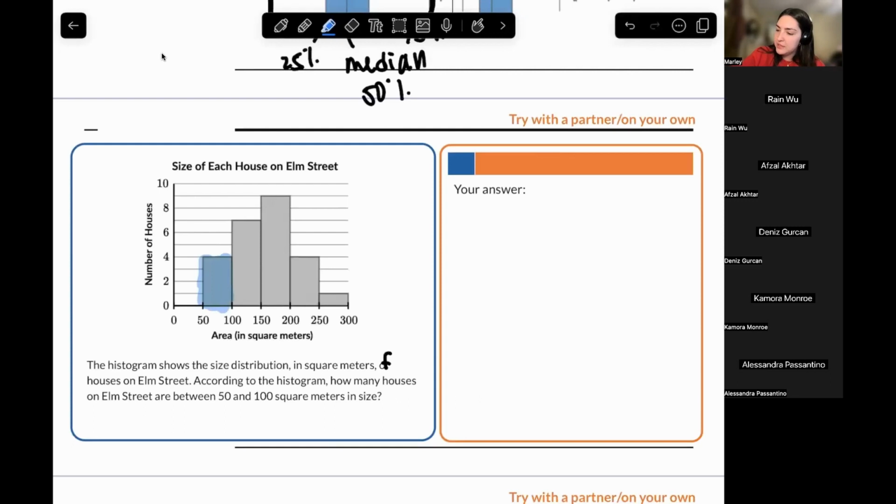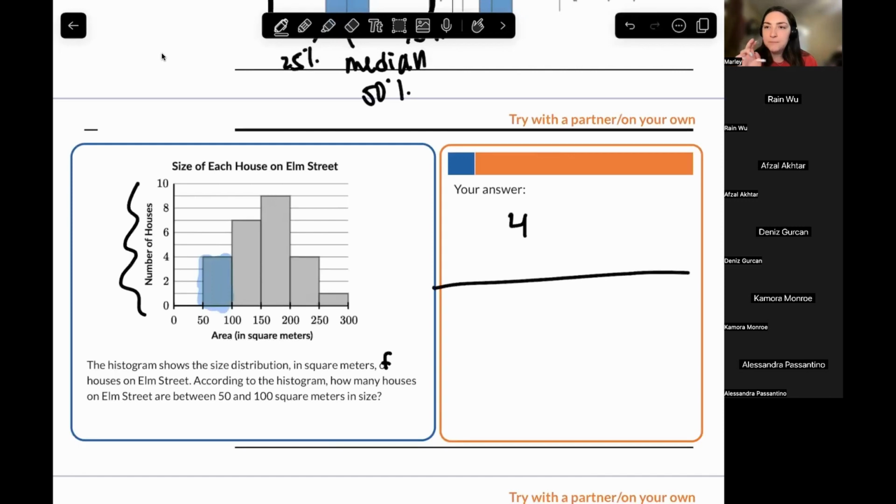So your frequency is typically on your y-axis versus whatever we're looking at. In this case, area is going to be on your x. So the answer is 4. Something to be careful of, which I don't know if the SAT is going to do this as much as the ACT normally does, is something called a cumulative frequency table.